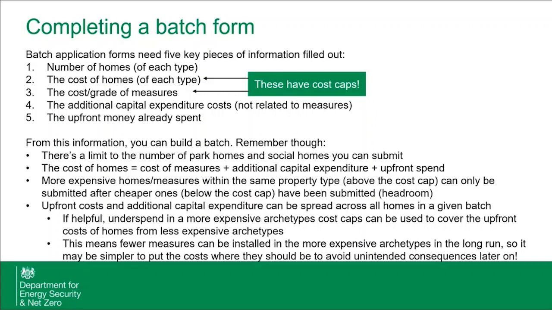If you want to move that money from flats to the end terraced properties in your batch, you can do that. What that means, although, is that fewer measures can be installed in those more expensive archetypes in the long run. So it might just be simpler to put the costs where they should be to avoid unintended consequences later on. So there is a trade-off in doing this, but we want it to be flexible and to work for you. And obviously we want as many batches to be accepted as possible. Any questions so far?